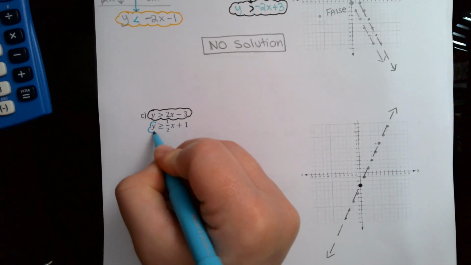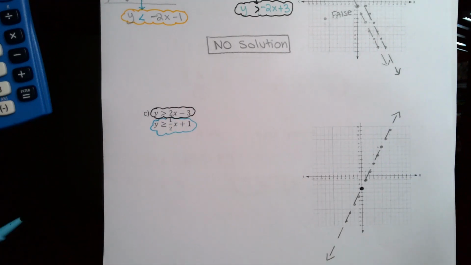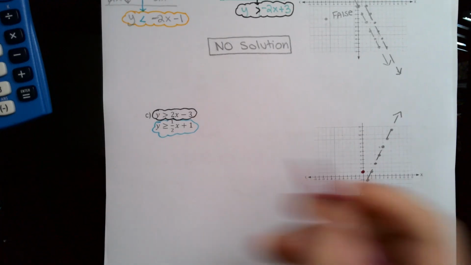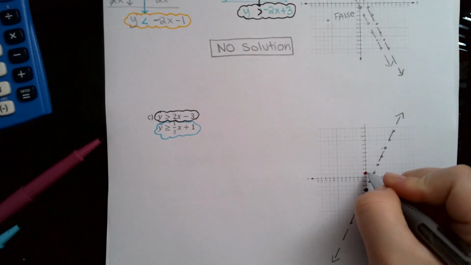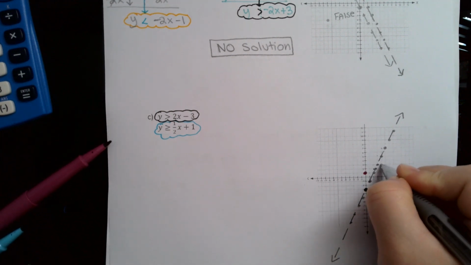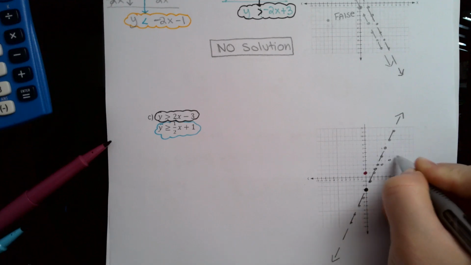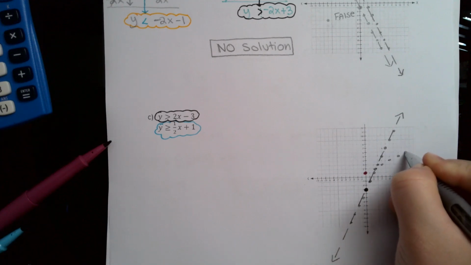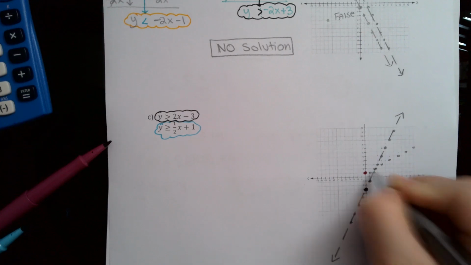Again, we are in slope-intercept form. Mx plus b is what I see, so we're going to start at +1. I do have a slope that is increasing 1/2, so that means I'm going to go up 1 and to the right 2. Up 1, to the right 2, repeating like that, and then down 1 to the right 2.